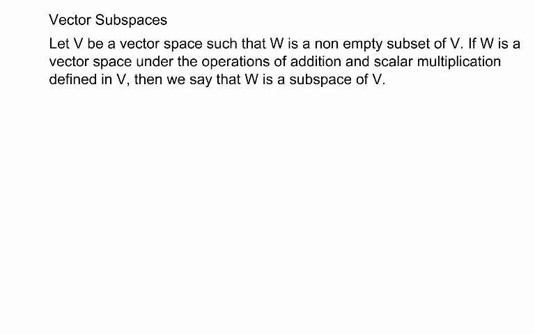In this video, we're going to talk about vector subspaces. Let V be a vector space such that W is a non-empty subset of vector space V. If W is a vector space under the operations of addition and scalar multiplication as defined in V, then we say that W is a subspace of vector space V.